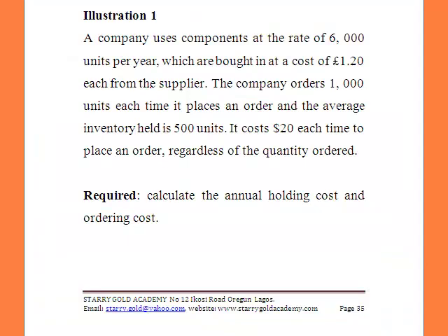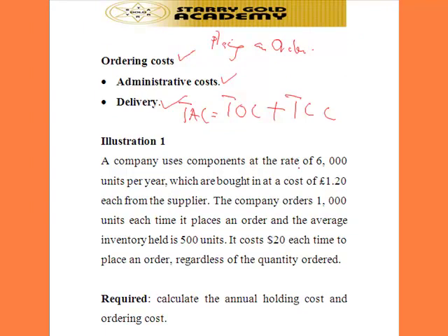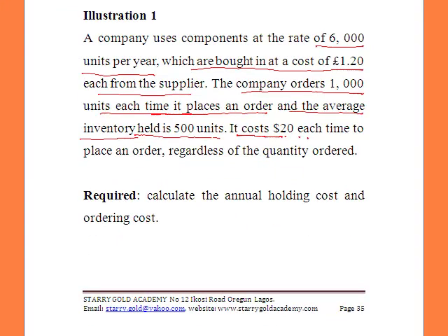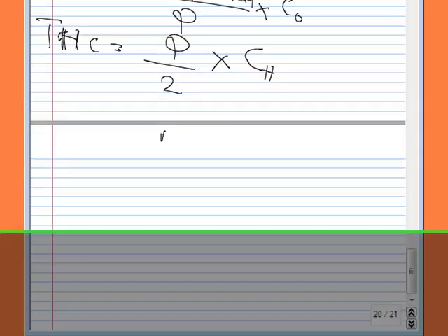Okay, now let's look at this illustration. A company uses components at the rate of 6,000 units per annum, which are bought in at a cost of 1.2 pounds each from the supplier. The company orders 1,000 units each time it places an order, and the average inventory held is 500 units. It costs $20 each time to place an order, regardless of the quantity ordered. Calculate the annual holding cost and the ordering cost. Okay, now the question asks us to calculate.